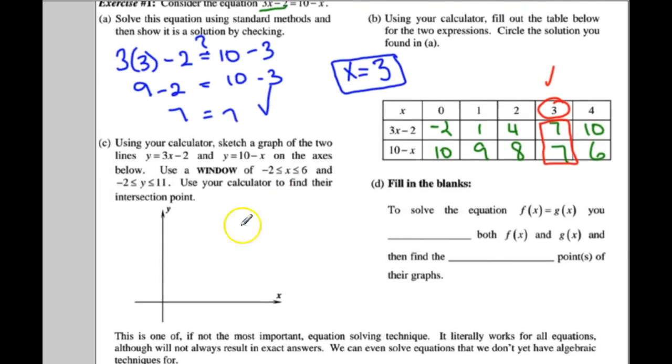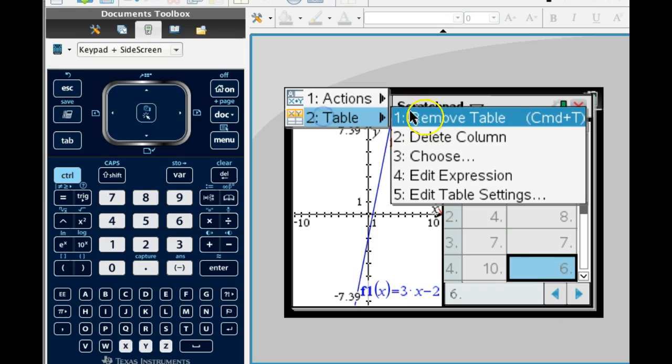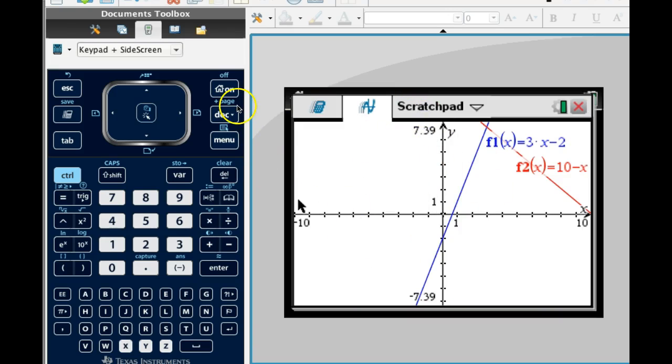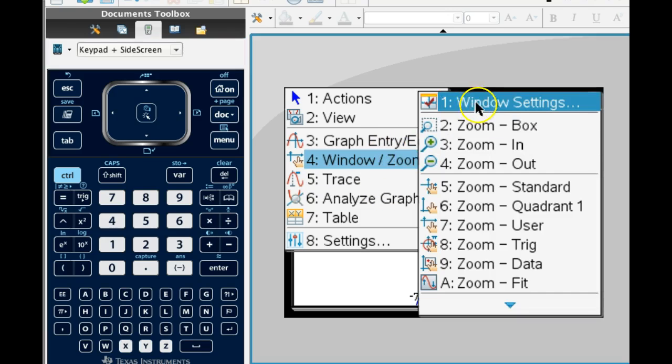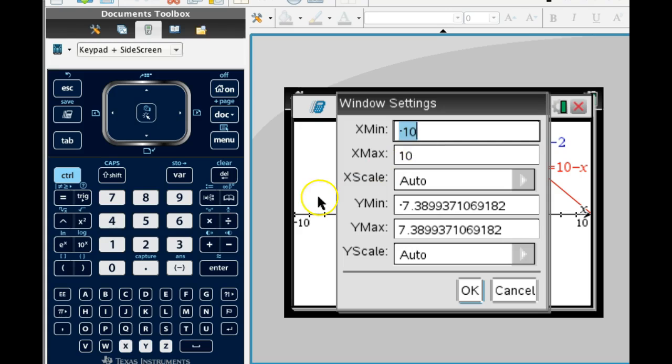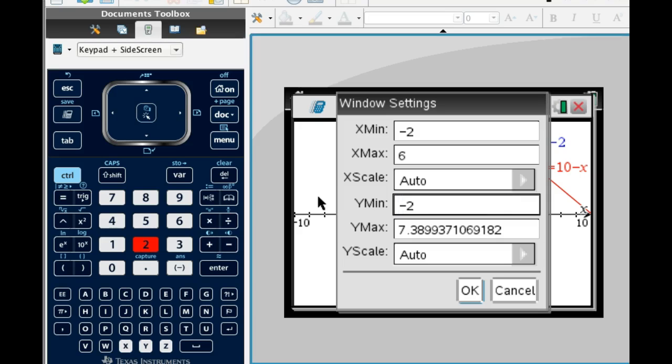Now part C says I want to graph this on a window from negative 2 to 6 and negative 2 to 11. So what we need to do is, on the same graph, get rid of this table: hit menu, table, remove table. Now I need to set this window. Go to menu, window, and window settings. I want my x to go from negative 2 to positive 6, and my y is going from negative 2 to 11.